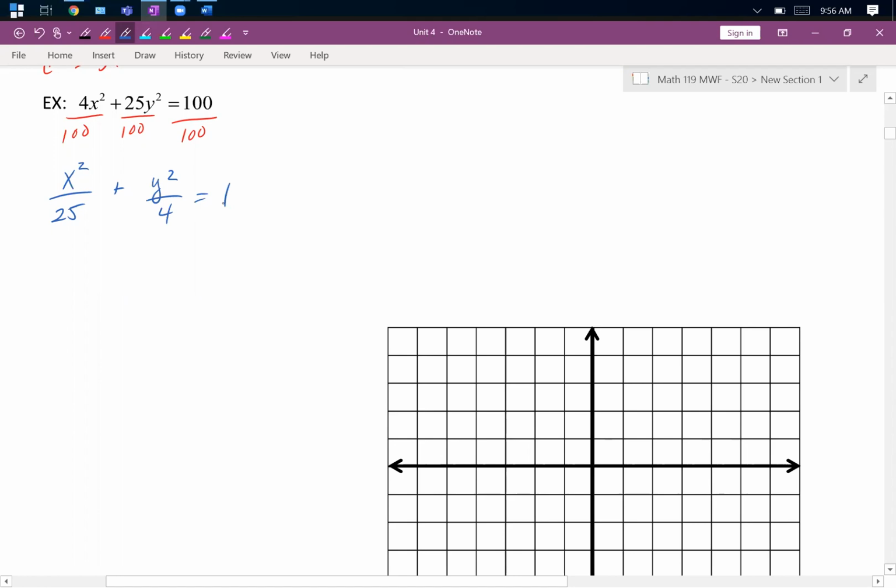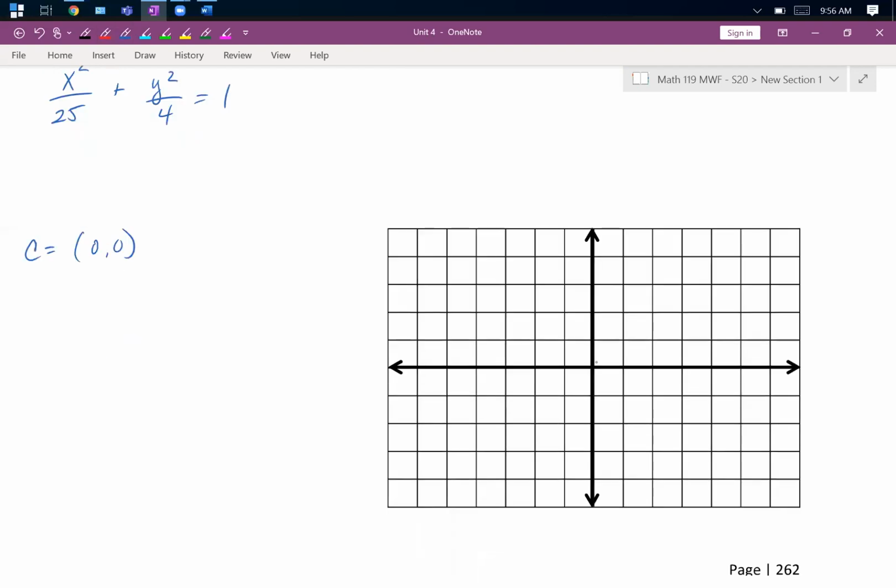So is this going to be big in the x direction or the y direction? The x direction, because the big number's under the x. So that's pretty straightforward. We can identify our center right away. What's our center going to be? Origin. All right, so I'll plot that.